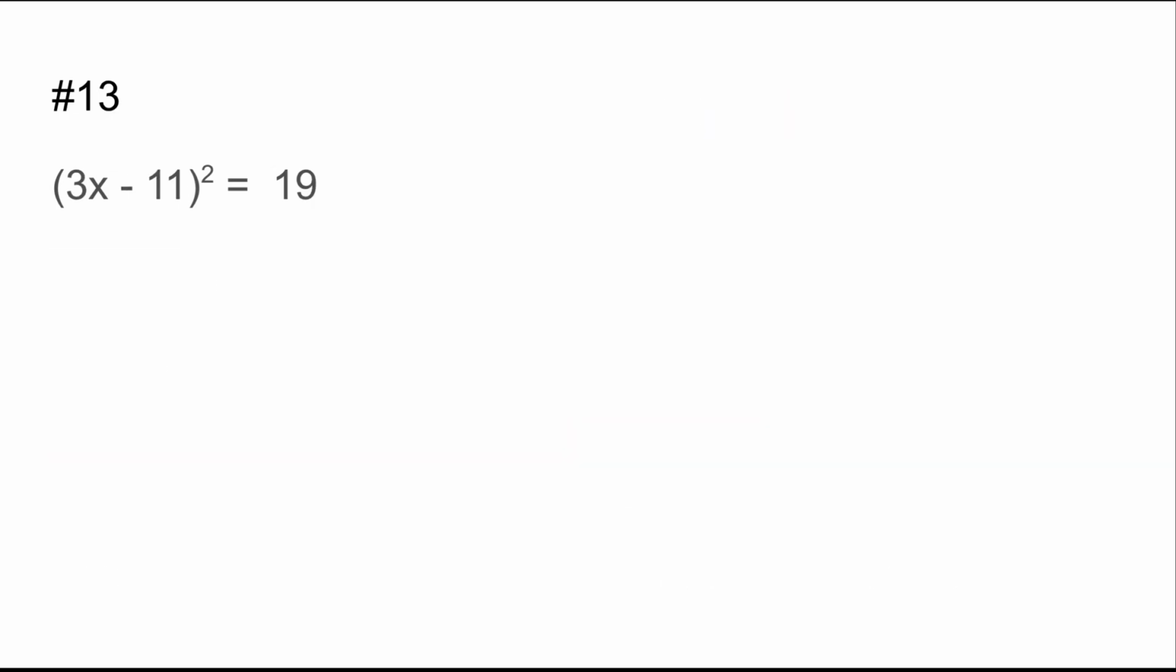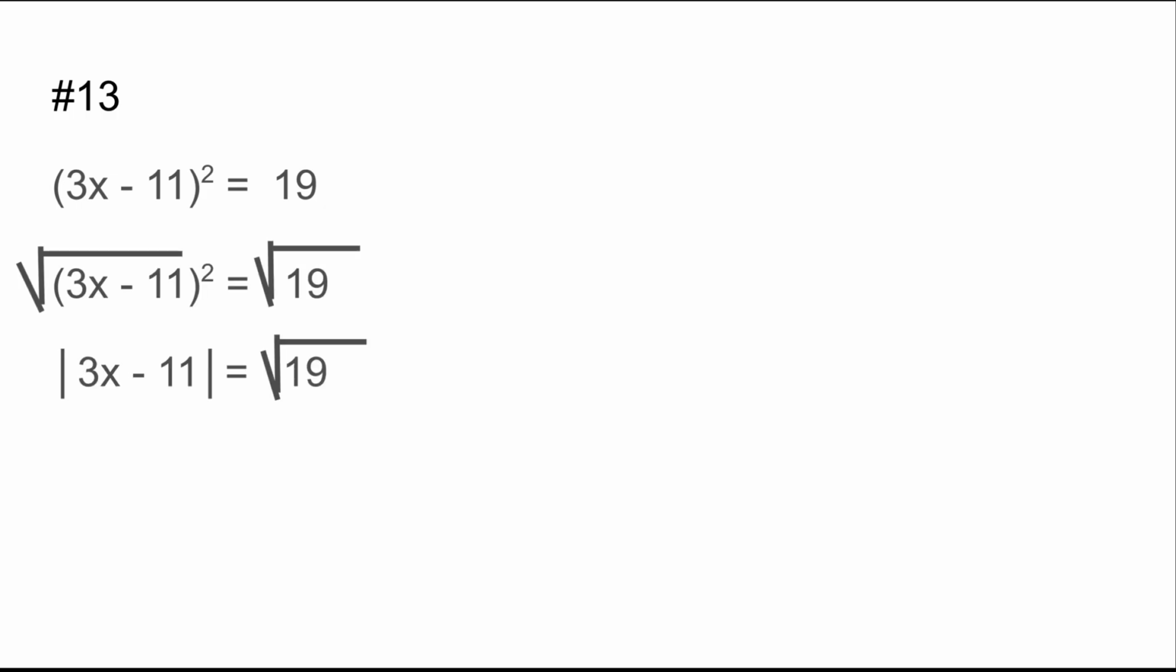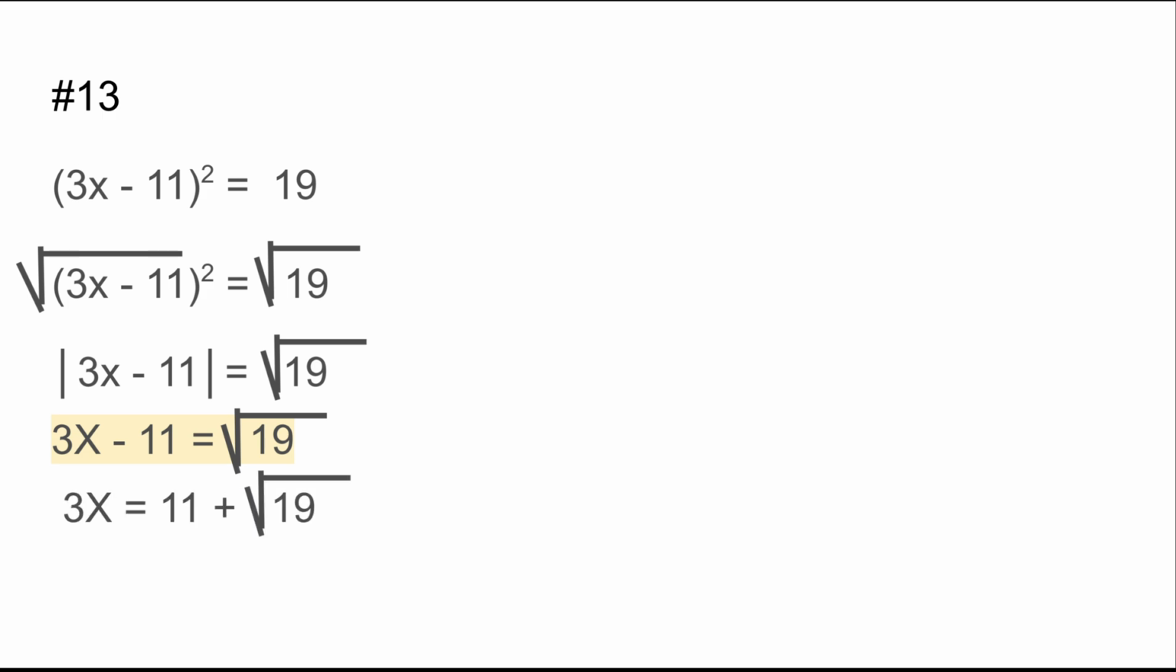13. Okay, square root of 19, it's not going to be a perfect square root, so we're going to leave it under the radical. We end up with the absolute value of 3x − 11 equals the square root of 19. Rewrite this, we're going to end up with a positive and a negative square root of 19. 3x − 11 equals the square root of 19. Add 11. In your calculator, you are going to write several things at once, and then you're going to hit enter. Leave this all in your calculator.